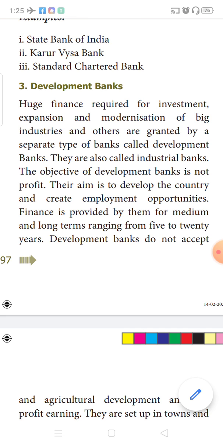So the banks which lend a huge amount of finance for the development of industries are called industrial banks. You have a separate type of banks whose main objective is to provide finance for the development of industries. Such banks, development banks, are called industrial banks. Their main aim is what? Not profit making, but to support the country towards achieving its macroeconomic objectives.